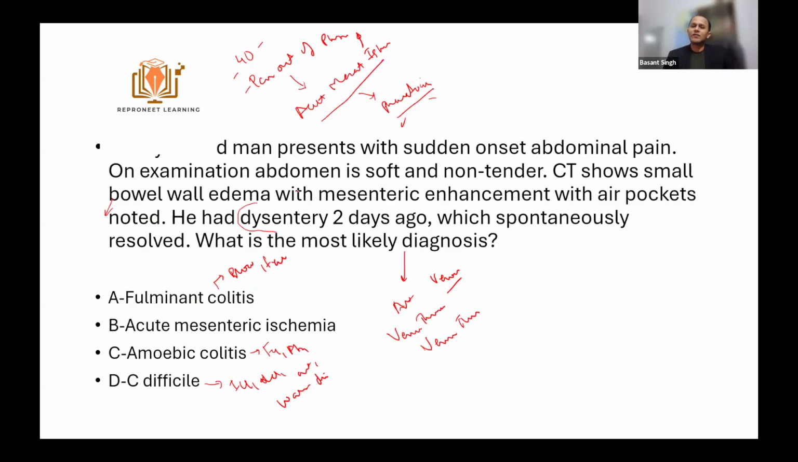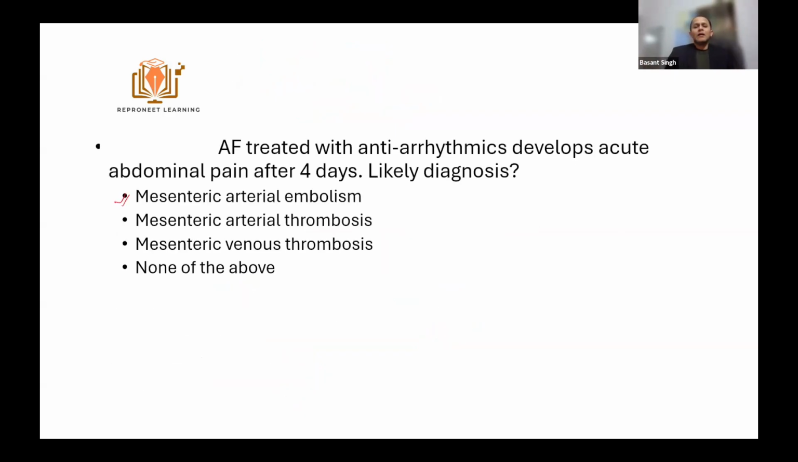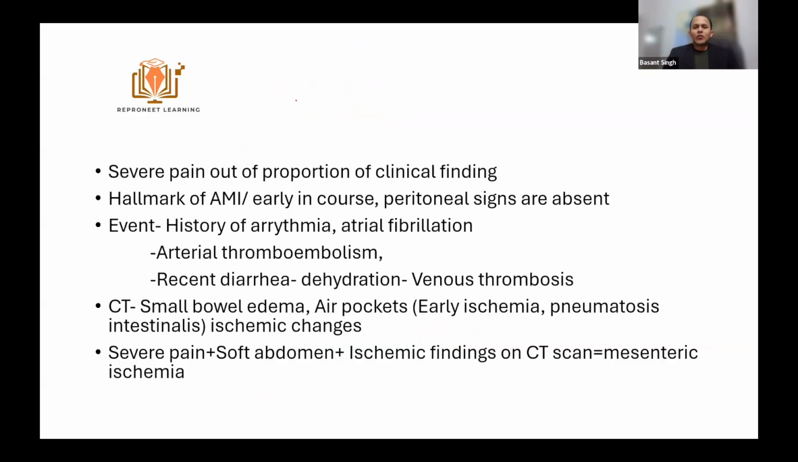So there we have to look for the clinical symptoms or some background history that the examiner will give you. Okay, so the classical history is a patient with AF has sudden onset abdominal pain. The moment you see AF with abdominal pain, it has to be an embolism. Okay. So severe pain out of proportion to clinical findings is the hallmark of acute mesenteric ischemia, because early in the course your peritoneal signs are absent. What are the events that lead to this event?